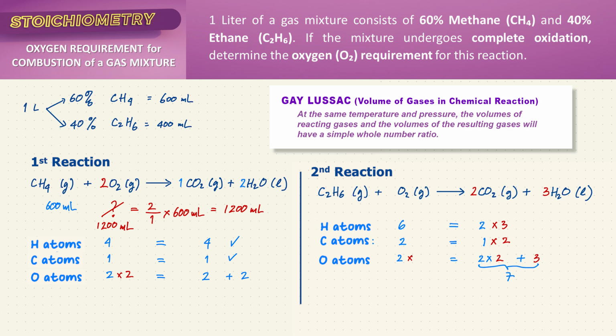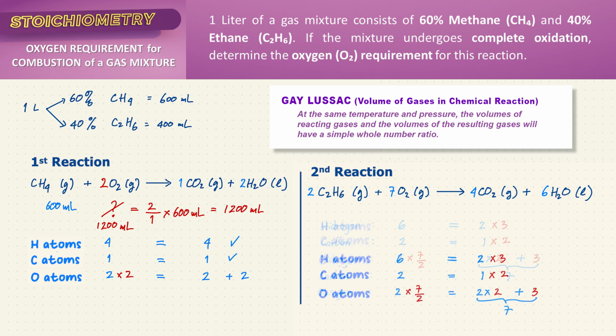Thus, on the left side, we need to multiply oxygen by 7 over 2, so the oxygen coefficient becomes 7 over 2. To eliminate the fraction, we can multiply all coefficients by 2, resulting in the following. The coefficient of ethane becomes 2, oxygen becomes 7, the coefficient of CO2 becomes 4, and H2O becomes 6.